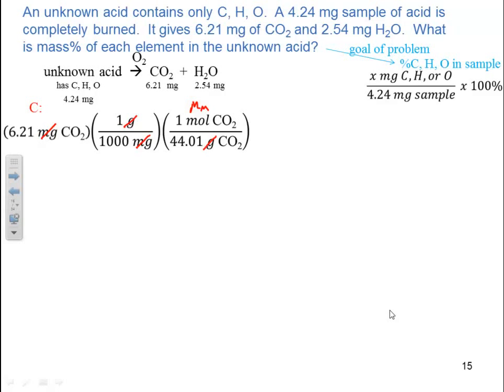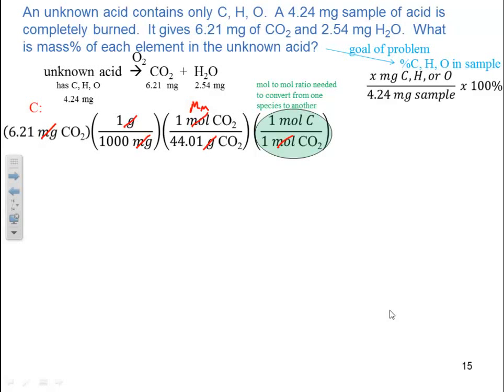Anytime I go from one species to the other, I go through mole-to-mole ratios. I know for every one CO2, how many C's do I have? One. So I've got a 1-to-1 mole ratio between my CO2 and carbon. So I can plug that in. I have 1 mole of carbon to every 1 mole of CO2. All right, that's how we convert from one species to the other. You can see my moles cancel, so now I'm in moles of C.